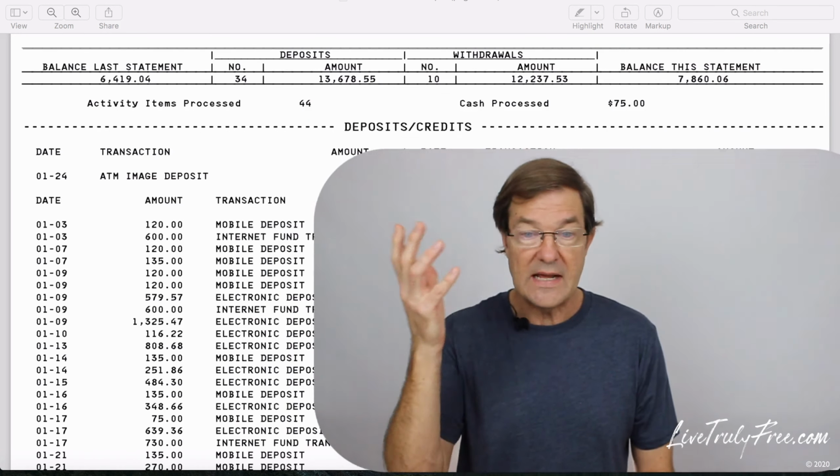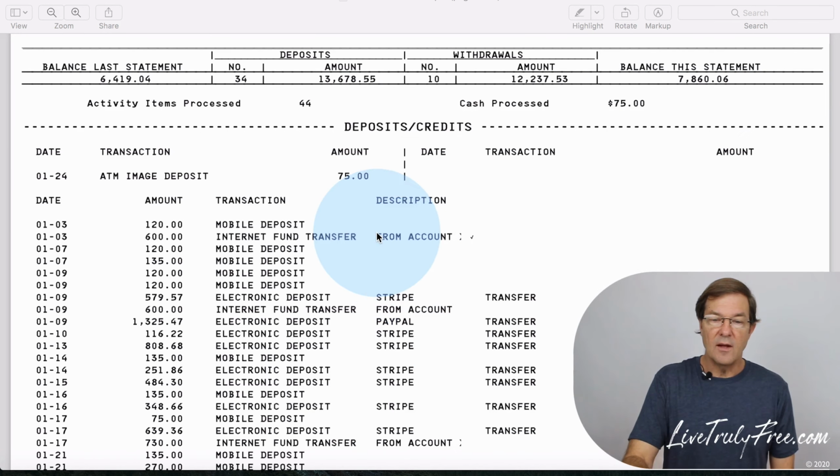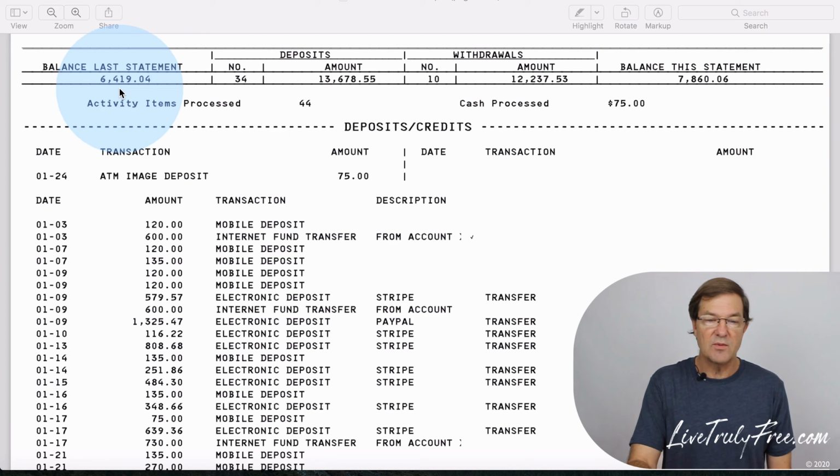So get a copy of your bank statement, or the bank statement of every bank account you have. You may need your accounting person or team there, and start going through it. So the first place we look is right here, the balance of the last statement. That's the ending balance of last month, which would also be the beginning balance of this month.